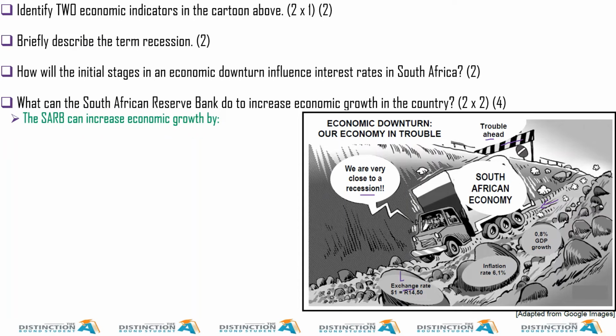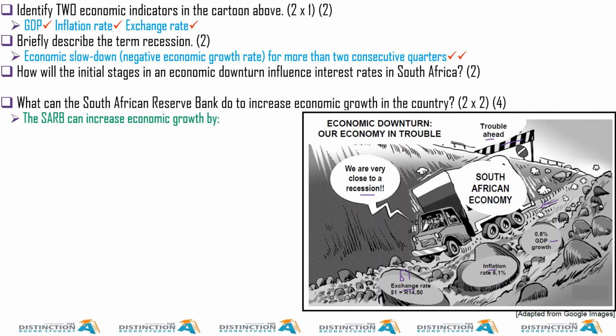All right, then we have exchange rates. Remember, this is an economic indicator. We have inflation, it's an economic indicator. We have GDP, it's an economic indicator. We have economic and social performance indicators. So these are economic indicators. Identify two economic indicators in the cartoon. So it's those three things there. Briefly describe the term recession. Yes, I've mentioned it. Three consecutive, it's two actually. Now, for more than two, so that means three and above.